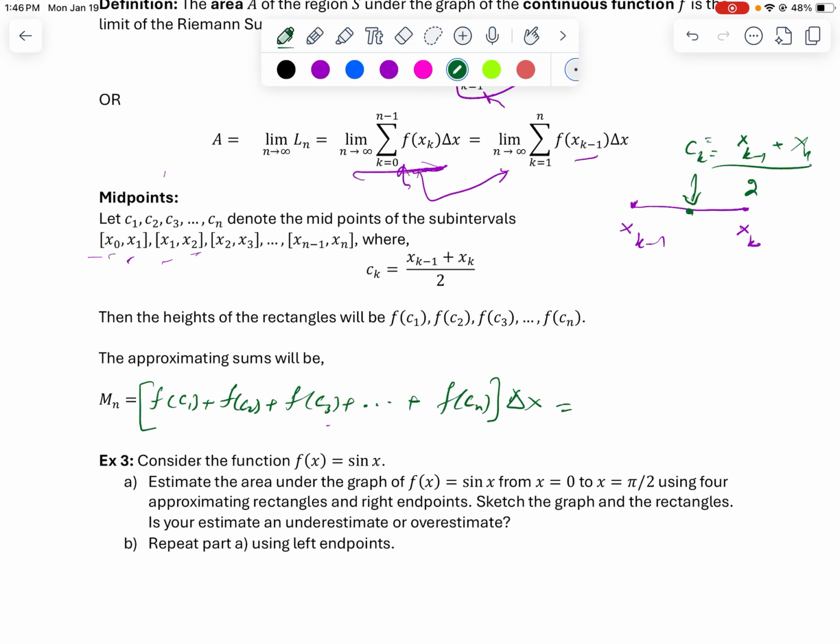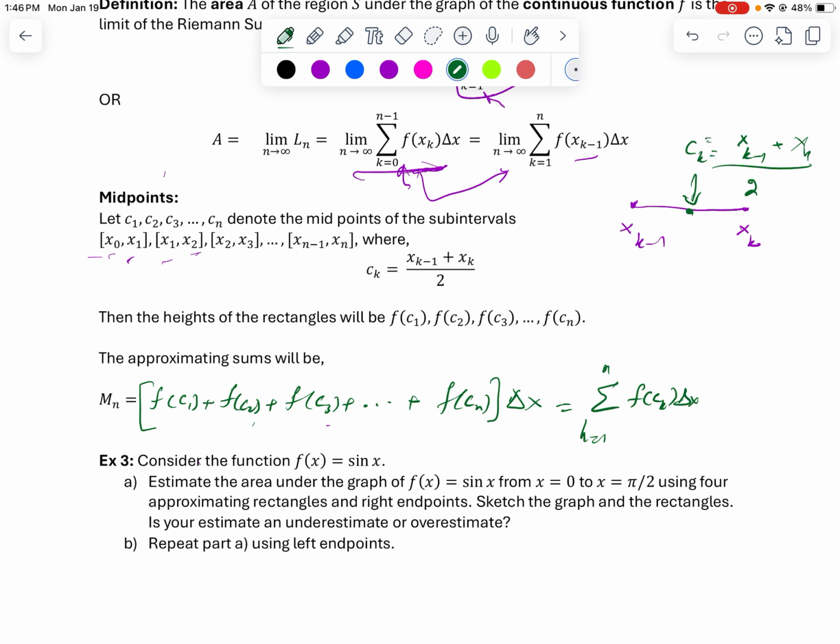This can be written as, well, it's hard to put it in the summation form. Why? Because remember here, well, not really. So let's try it. The summation of f of c k delta x, where k is going from 1 to n, not too bad. So if we take the limit, this will also give us the area.